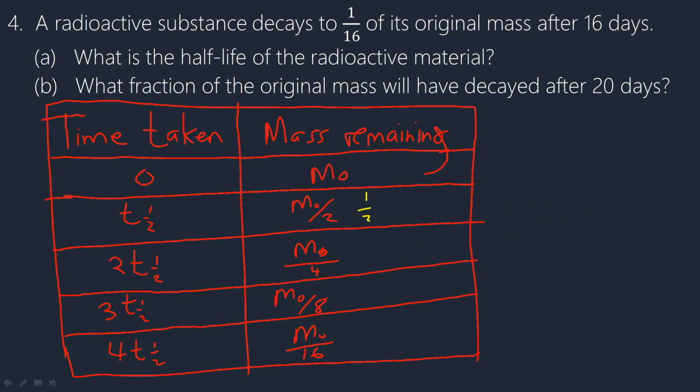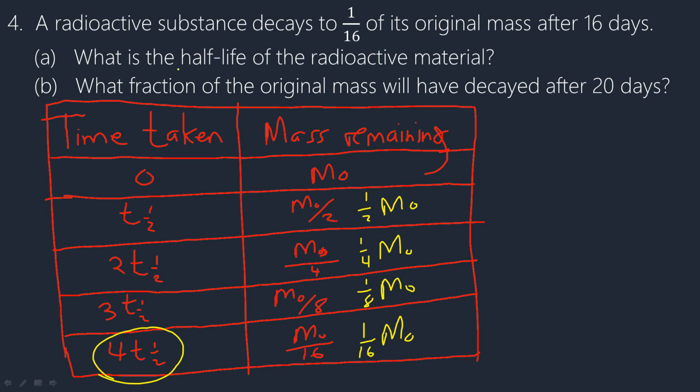Or you can simply write them differently. This is a half m0. This can also be written as a quarter m0. This can be written as 1/8 m0, and this can also be written as 1/16 of the original mass. The statement says a radioactive substance decays to 1/16 of its original mass after 16 days. Now do you see? The time taken here, according to our method, we're having 4 half-lives.